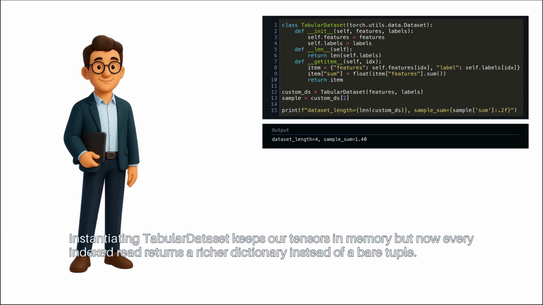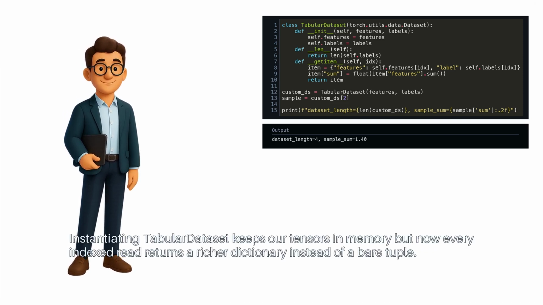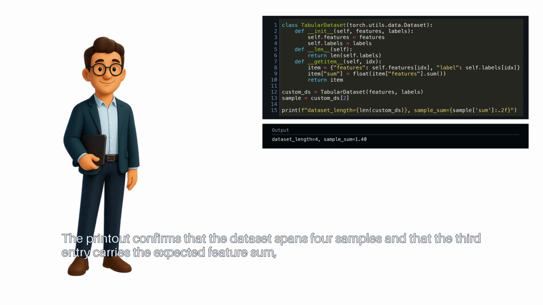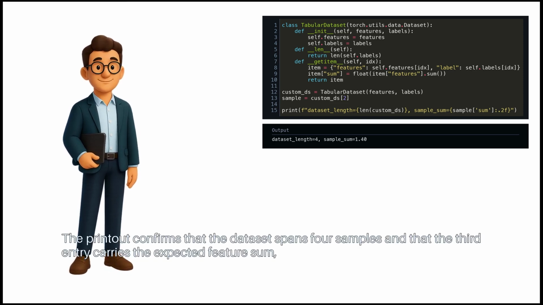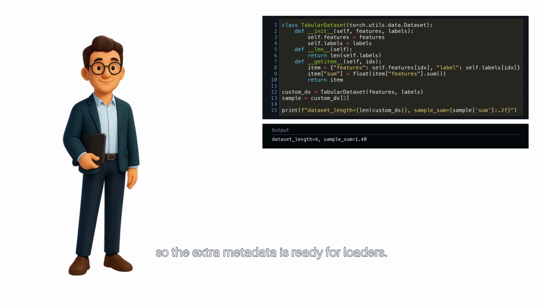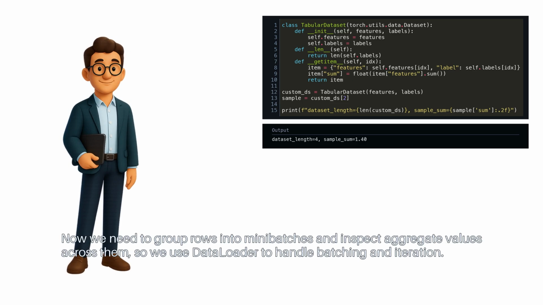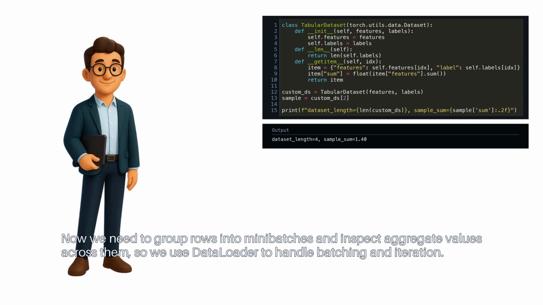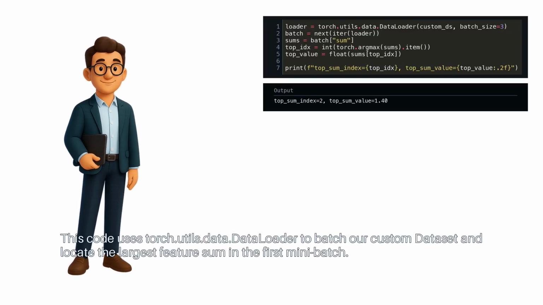Instantiating the tabular dataset keeps our tensors in memory, but now every indexed read returns a richer dictionary instead of a bare tuple. The printout confirms that the dataset spans 4 samples, and that the third entry carries the expected feature sum, so the extra metadata is ready for loaders. Now we need to group rows into mini-batches and inspect aggregate values across them, so we use DataLoader to handle batching and iteration.